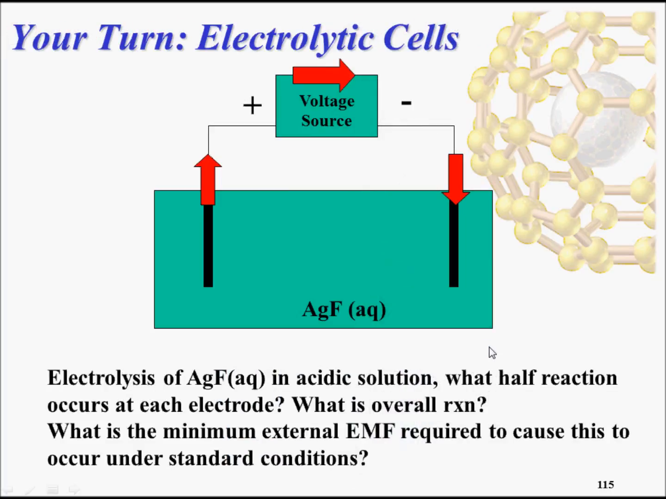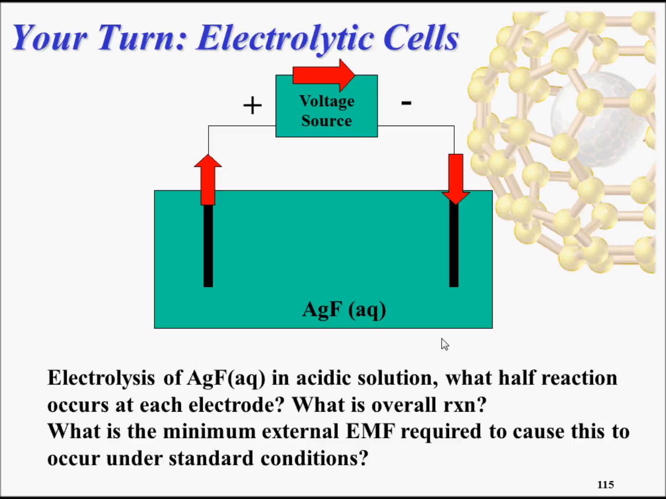Okay, so finally I have an example I want you to look at. In this case we have some aqueous silver fluoride, and we have it hooked up to a voltage source, and you can see from our picture we're using that external power supply to force the electrons to flow in this direction. So our question is this: we are in an aqueous acidic solution.